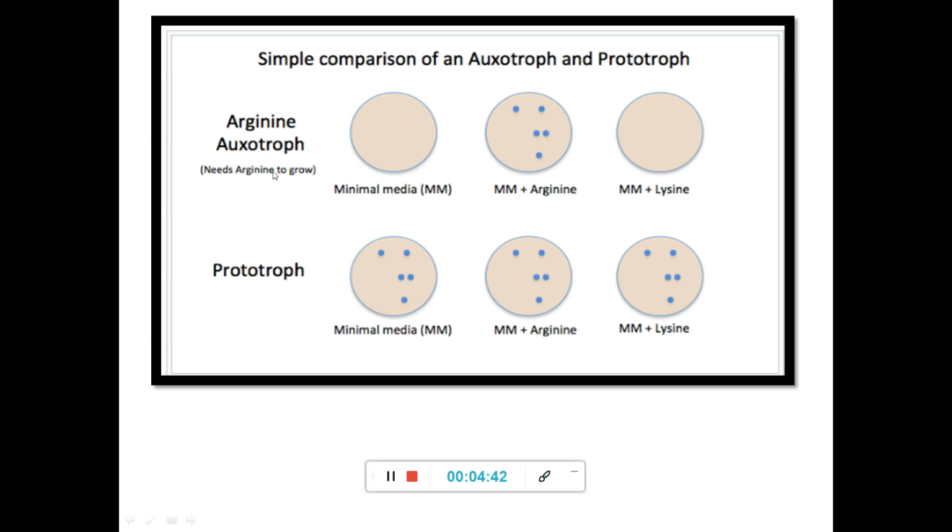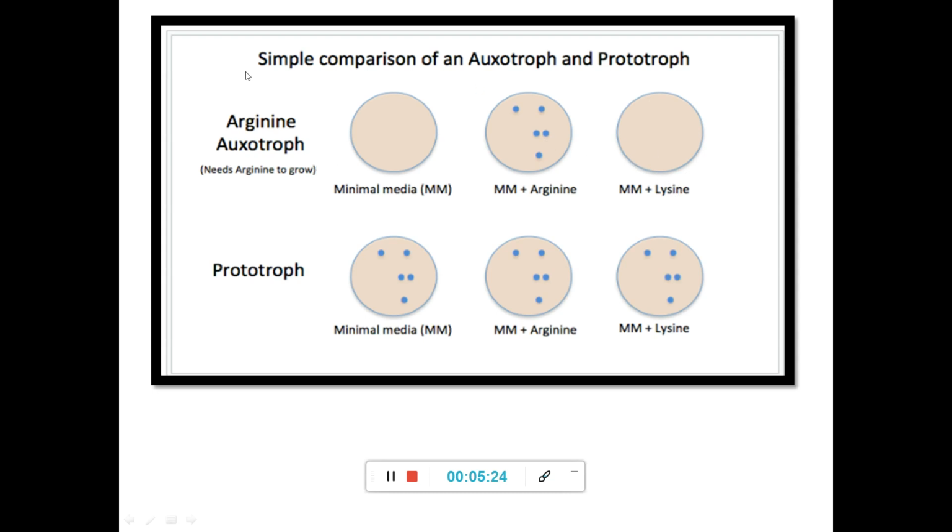So it requires arginine to grow. Without arginine, it cannot grow in this minimal media because it does not know how to synthesize arginine from the components of this minimal media. And here there is another media, minimal media with arginine, and it is growing here. The prototroph in minimal media with lysine is also growing here. Here I am adding minimal media with arginine and the auxotroph is capable of growing, and I am putting here minimal media plus lysine. Even then it is not able to grow because it does not have arginine.